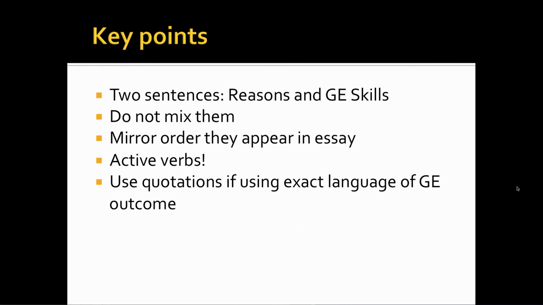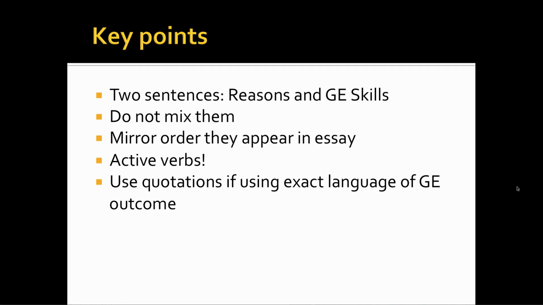So what are the key points that we want to think about as we're working on our thesis statements? First of all, we want to remember that we're looking for 2 sentences, one about reasons and one about GE skills. We don't want to mix them. We don't want reasons and GE skills mixed in the same sentence. You get confusing structures that way.